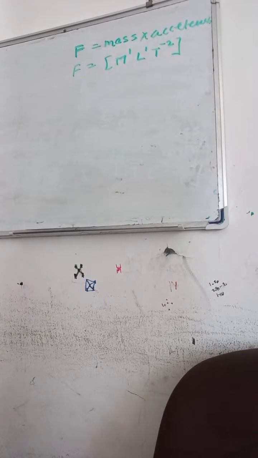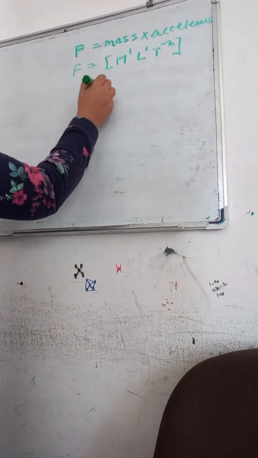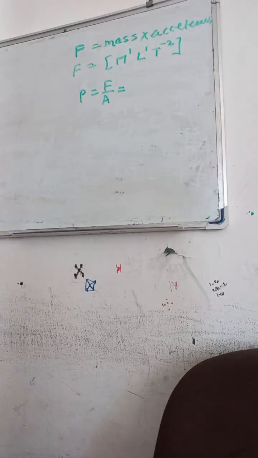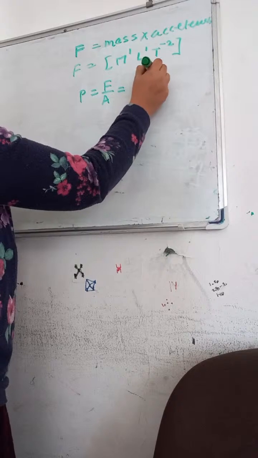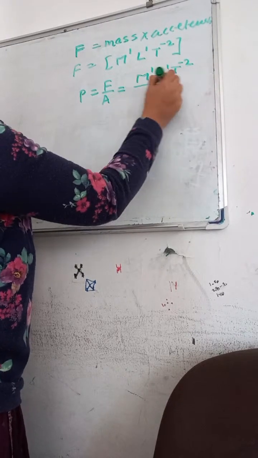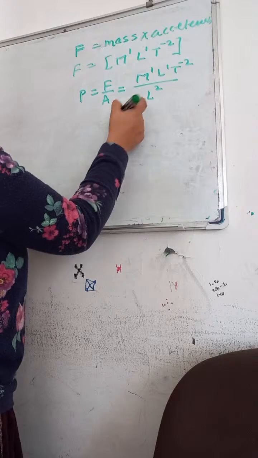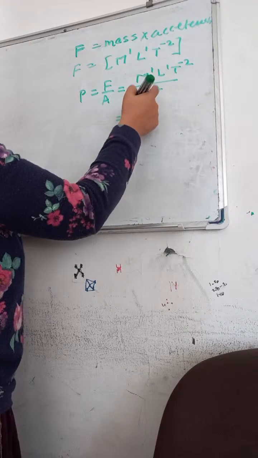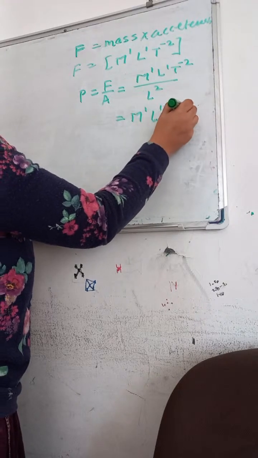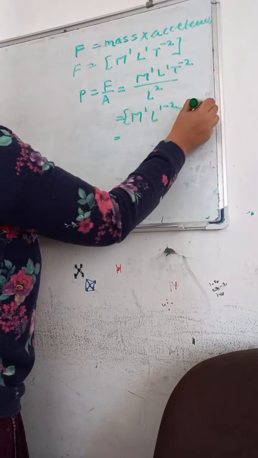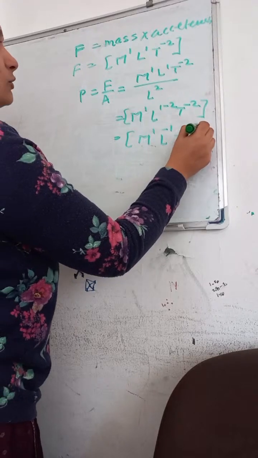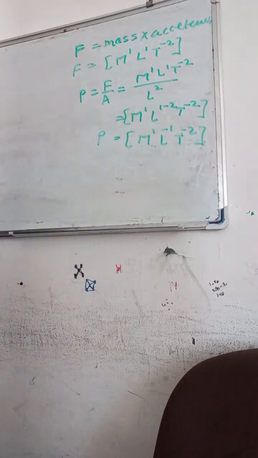So we can find out pressure also. Pressure is nothing but F by A, that is force by area. So here force dimensions we just now calculated. Force is nothing but m1 L1 T minus 2 and area is nothing but L raised to 2. So simplify this, m1 L raised to 1 minus 2 T raised to minus 2. So this will become m raised to 1 L raised to minus 1 and T raised to minus 2. These are the dimensions for the pressure.